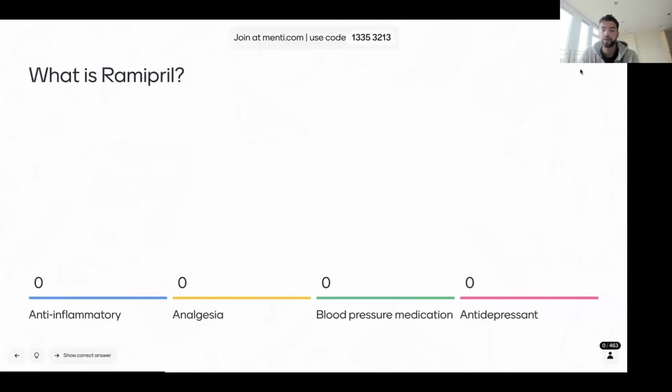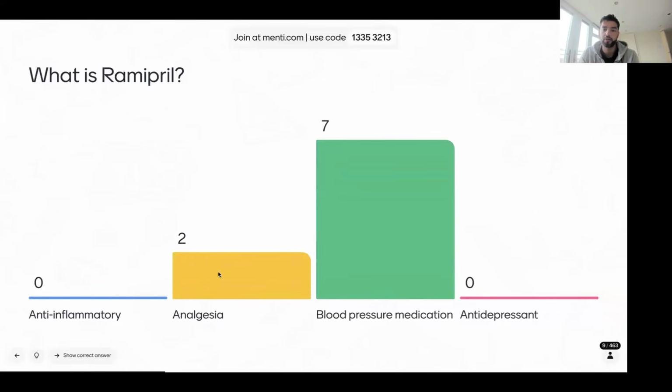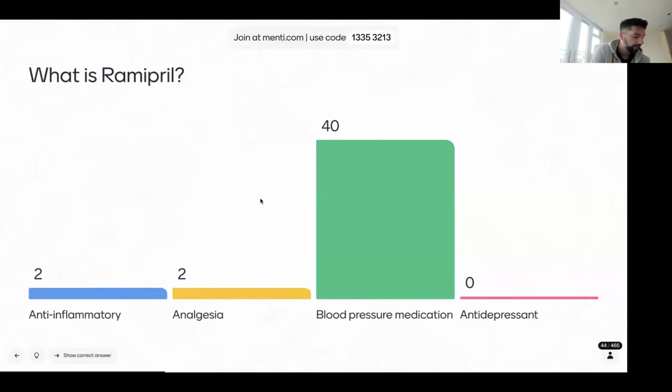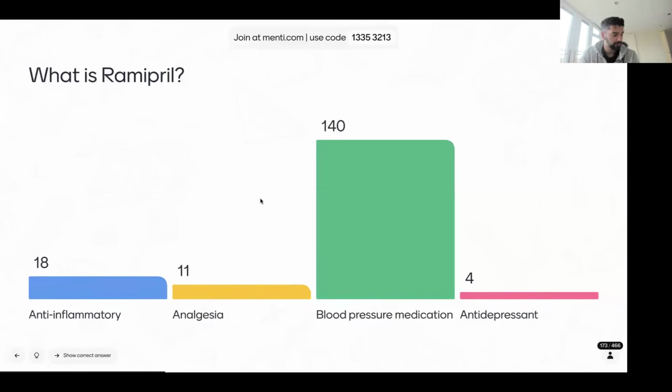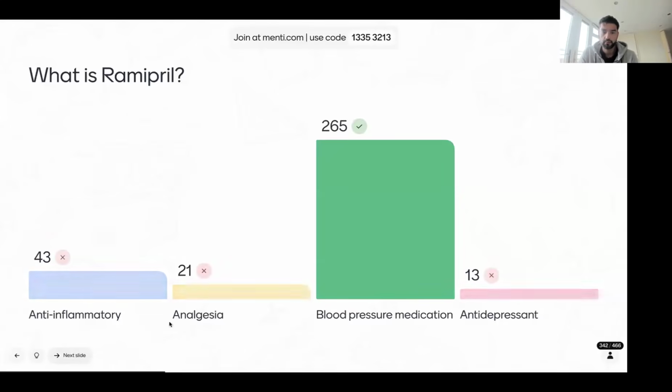So just a quick quiz question. This isn't something I expect you to know, but it's just for a bit of information. Does anyone know what Ramipril is? Yeah, good. So it is indeed a blood pressure medication. Okay, so she takes that for her blood pressure.